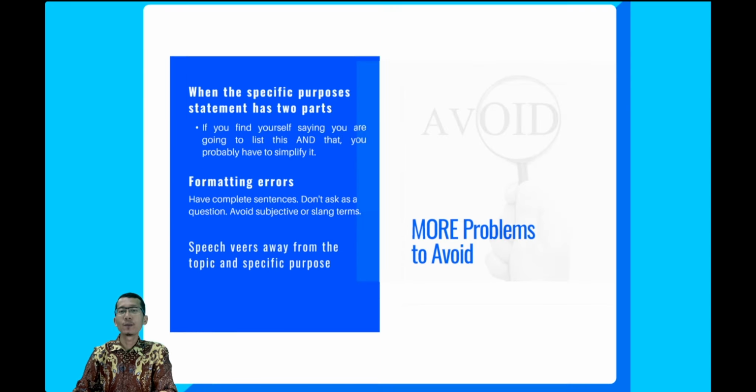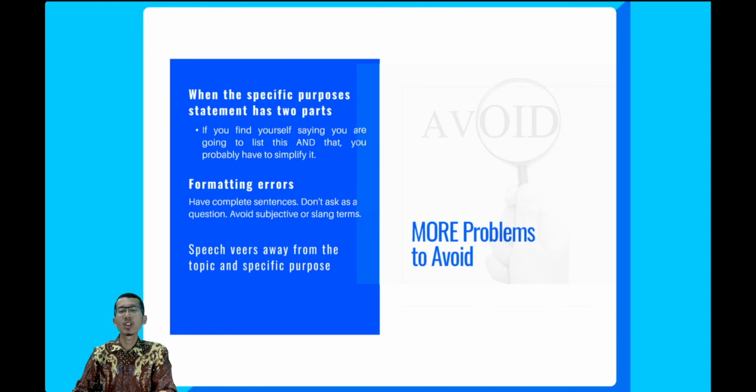Then, the fourth problem exists when the content part of the specific purpose statement has 2 parts and thus uses "and." A good speech follows the KISS rule. It stands for keep it simple, speaker. Let me repeat once again. Keep it simple, speaker. One specific purpose is enough.